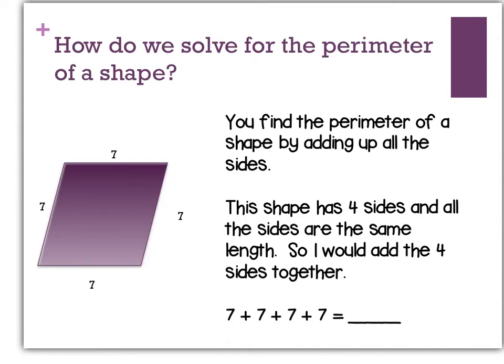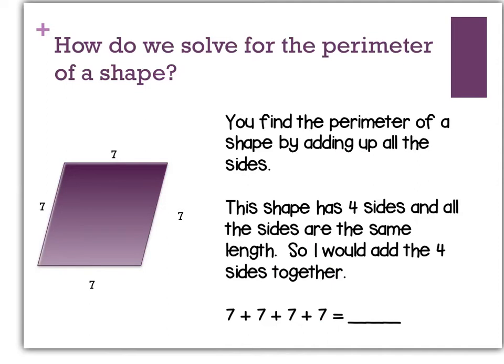You can see that this shape has 4 sides, and all the sides are the same length, 7, 7, 7, and 7. So I would add the 4 sides together, and I have done a math problem right here for you. 7 plus 7 plus 7 plus 7. There are 4 7s in my math problem to match the 4 sides of this shape.